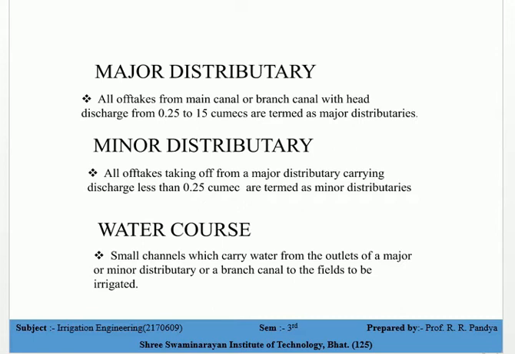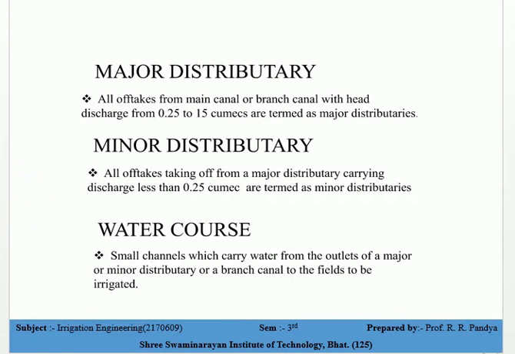For the minor distributary, the feeder is considered as a major distributary also. These supply water to the water course through outlets into the major distributary. This major distributary is also called a minor.